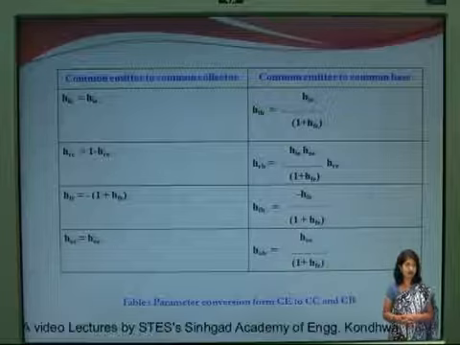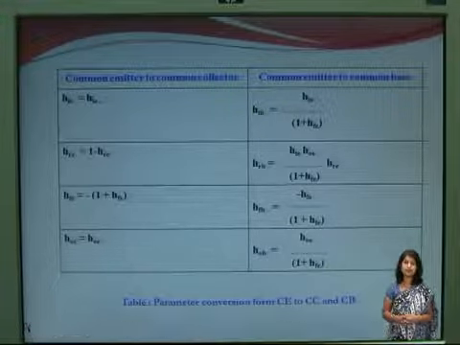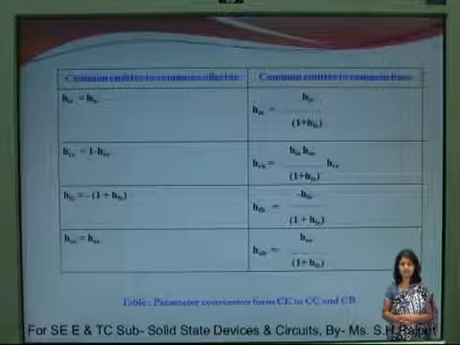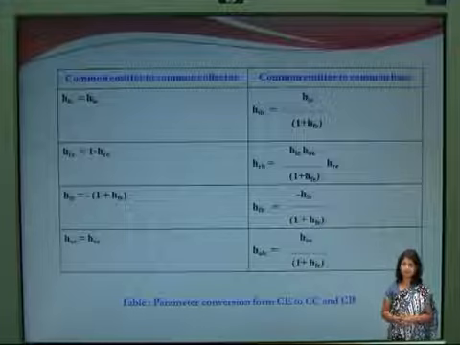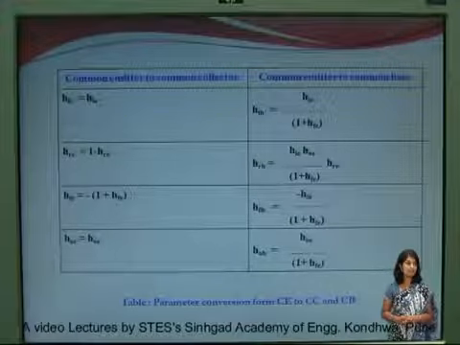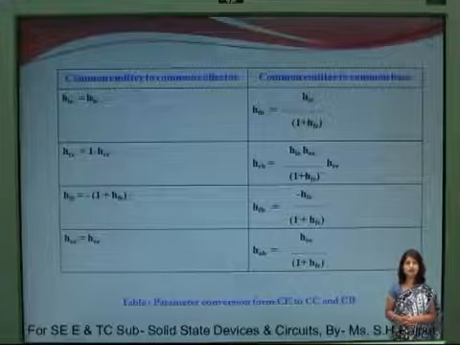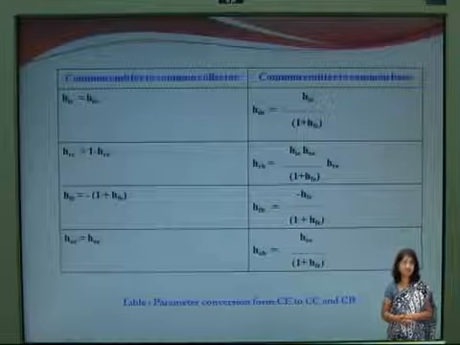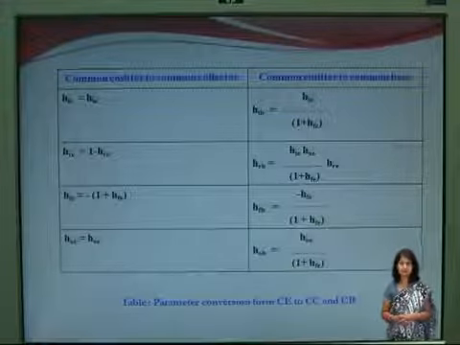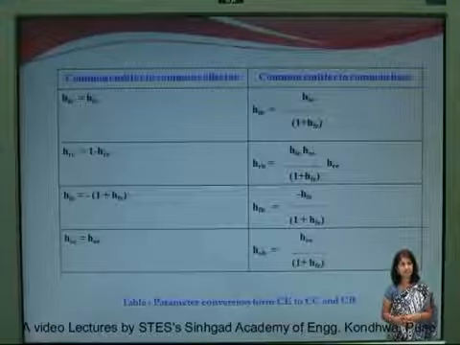So hIC is equal to hIE. hRC is equal to 1 minus hRE. hFC is given by minus (1 plus hFE). And the last one is hOC is equal to hOE. Now from here we can see that the values of emitter parameters are given to us and the collector parameters can be easily determined. The second column says common emitter to common base conversion.